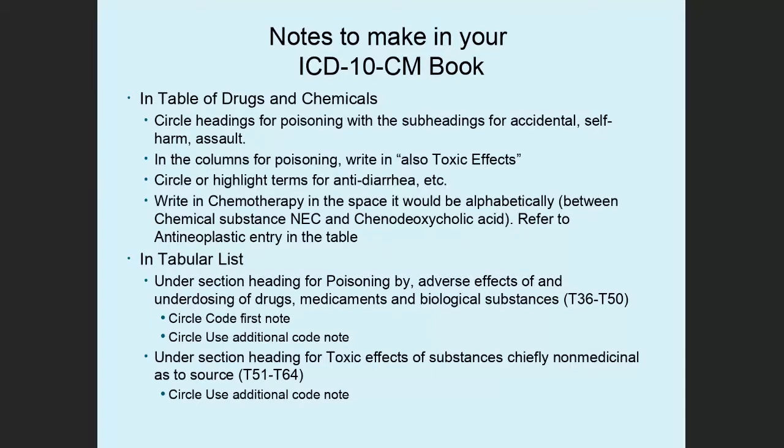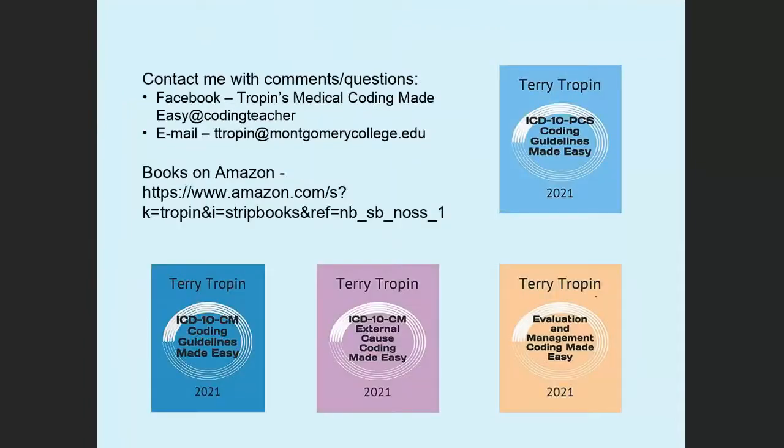In the tabular list, under section headings for poisoning by, adverse effects of, and underdosing, T36 to T50, circle the codes that say code first, and circle the use additional code notes to help you remember the sequencing. You might want to write in the sequencing there too if that works better for you. Under the section of toxic effects, circle the use additional code note there. So sequencing is one of the things that's hard to remember in this section. So help yourself out and write it. Write it in the book.